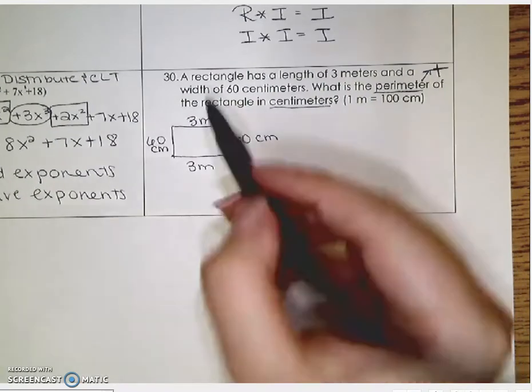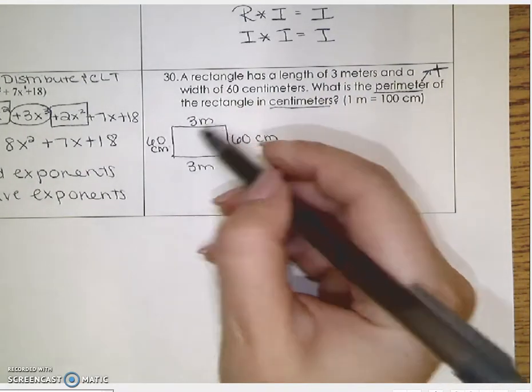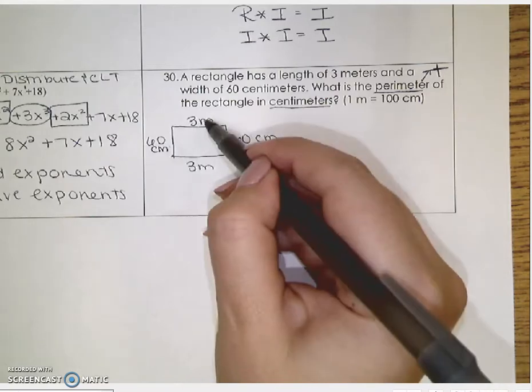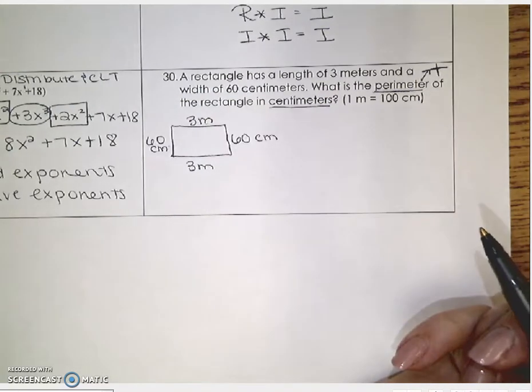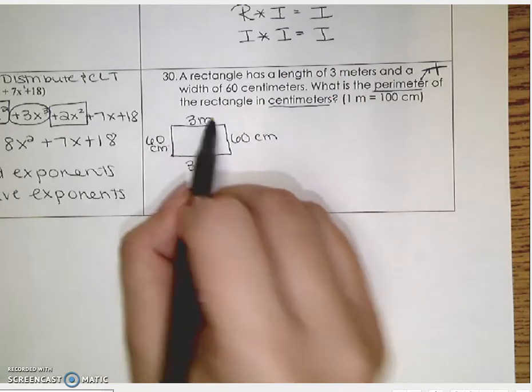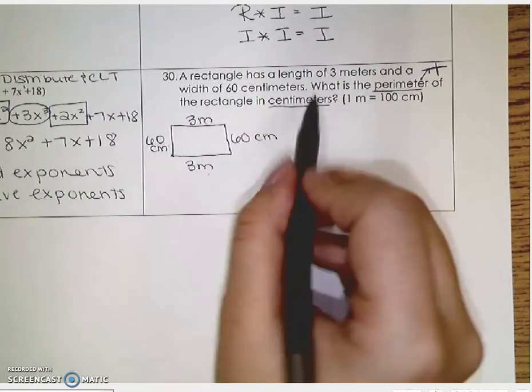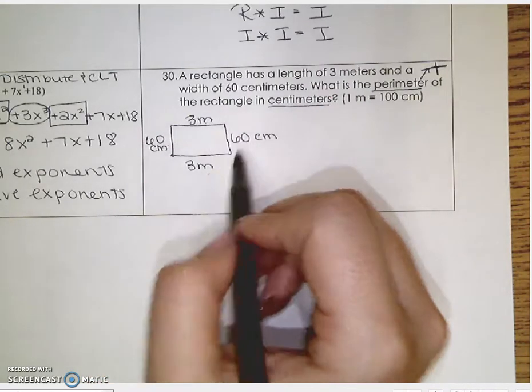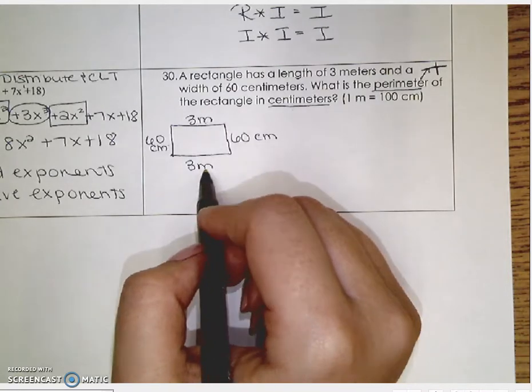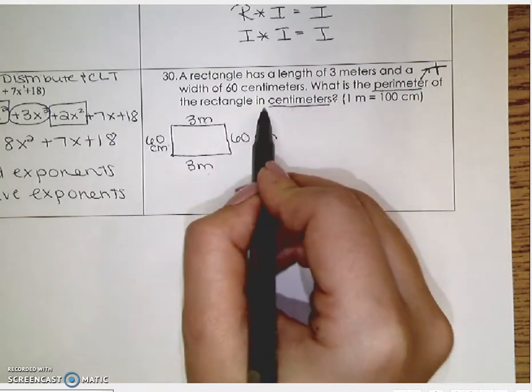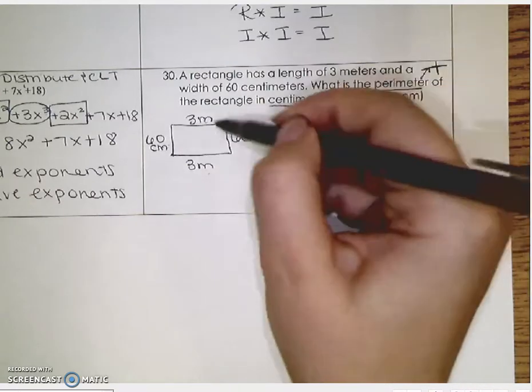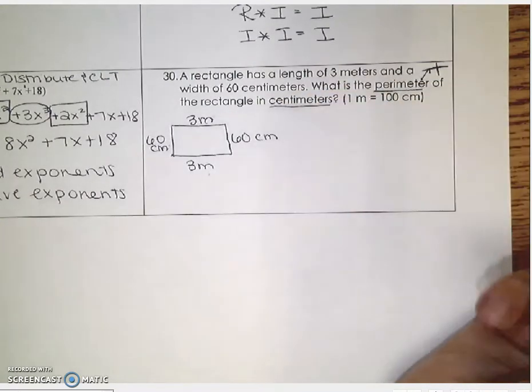If you notice, you have centimeters and meters. Centimeters and meters cannot be added because they are not the same unit. What this means is I need to convert two of these sides in order to get all of my sides to have the same unit. Because the question wants my answer in centimeters, I need to convert meters to centimeters.